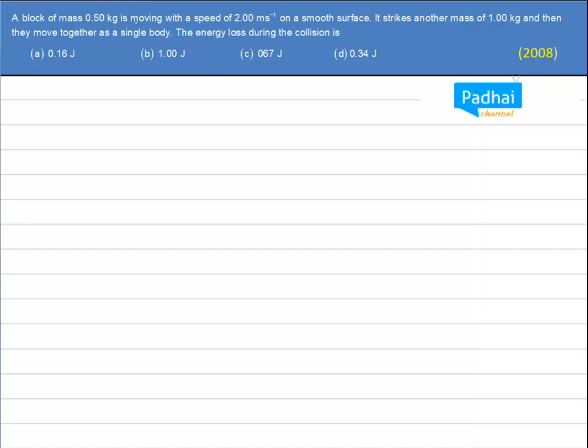A block of mass 0.5 kg is moving with a speed of 2 meters per second to the right on a smooth surface. It strikes another mass of 1 kg and then they move together as a single body. The energy lost during the collision is what?